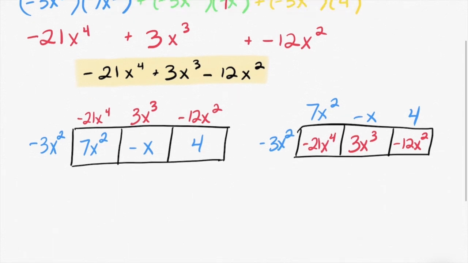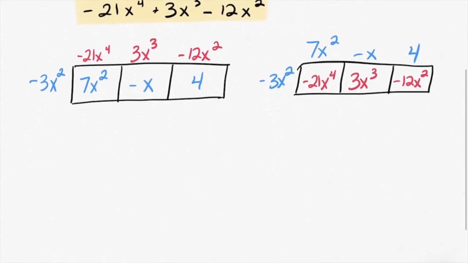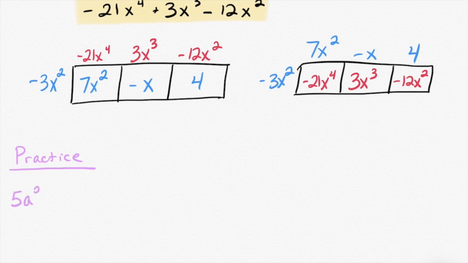Oops. Okay, so let me give you a couple to practice here. I don't care which method you use. Dealer's choice. You can either just do the distributive property, which is what the pros do, or you can write out the box, which is a really great way to make sure you don't miss anything.